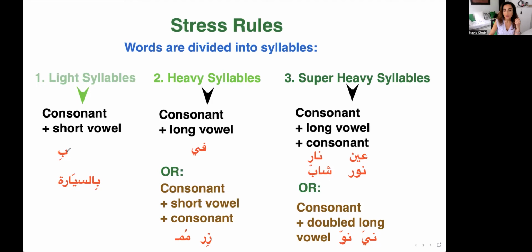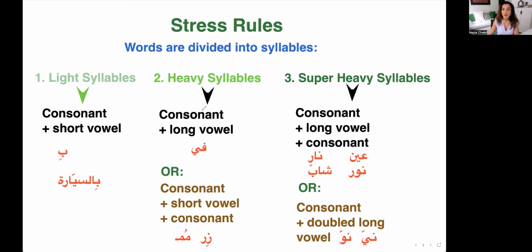For example, here you have bi. The ba is a consonant and the i is the kasra, a short vowel. So the combination bi is a light syllable. For example, in the word بالسيارة, when you say I'm going by car, بالسيارة. Okay, so bi is a light syllable.